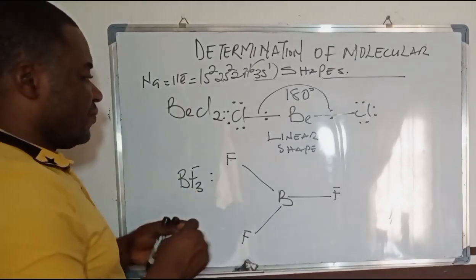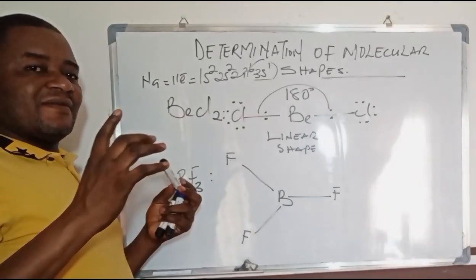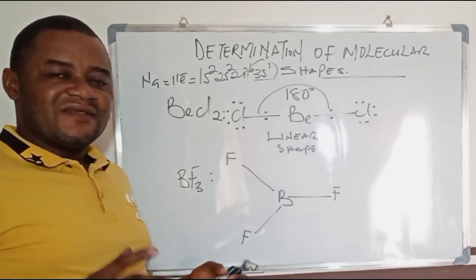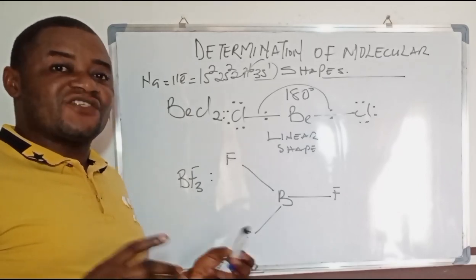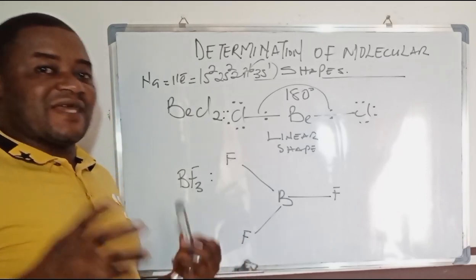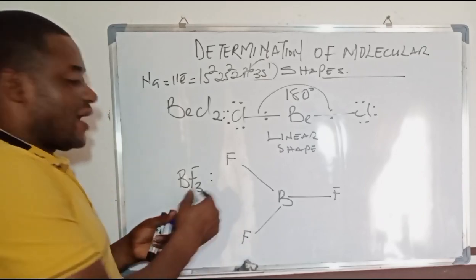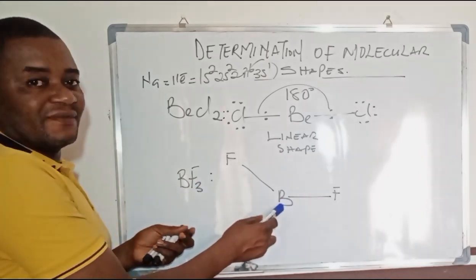Now if you follow the steps in which you can use to determine the shape of a molecule from the valence shell electron pair repulsion theory, as I explained earlier, it'll be easier for you to be able to place the various atoms around the central atom.